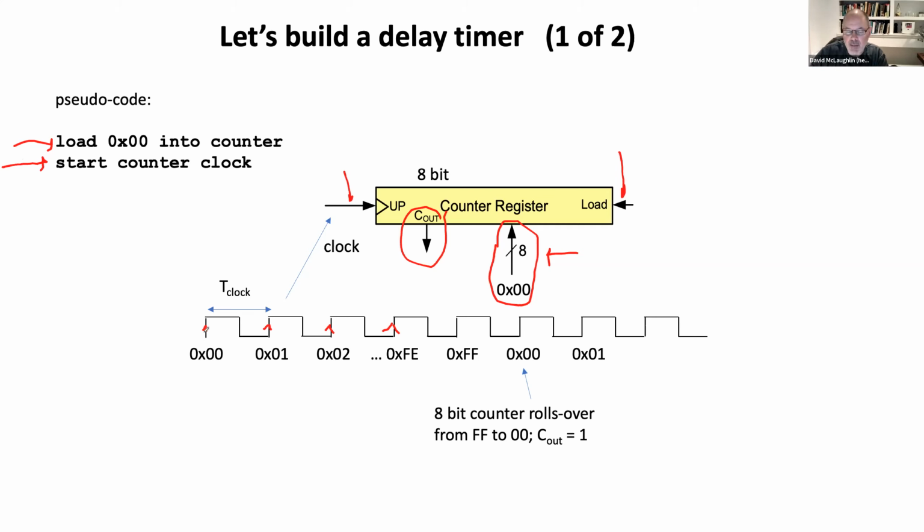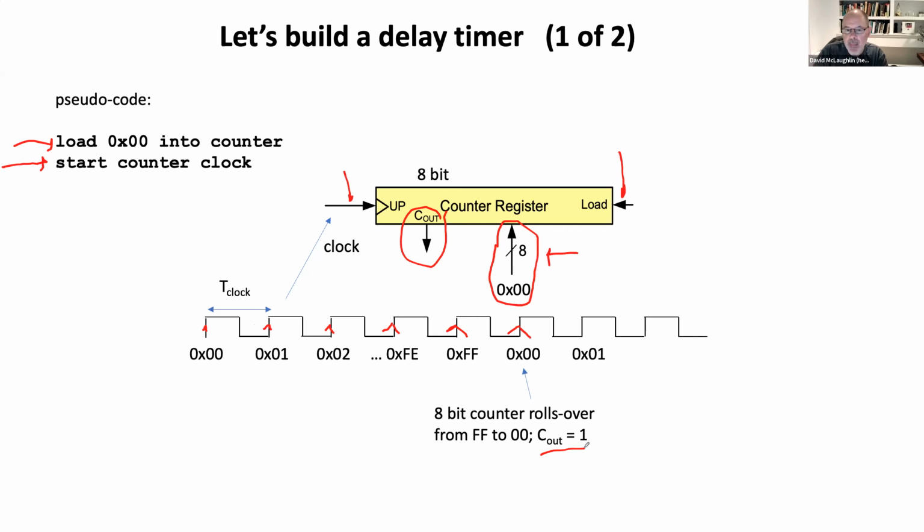When we say start counting, it means we're supplying it with a clock. It's going to count 0, 1, 2, 3, all the way up. All right, on the rising edge, it's going to count up. It reaches FF, and then it rolls over to 0 again. And when it does that, it raises C out. It tells us the carry or the overflow bit goes high.